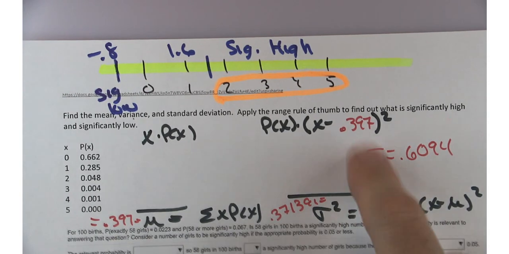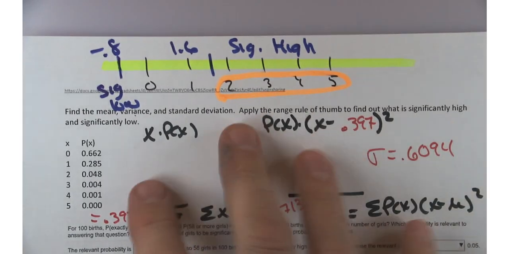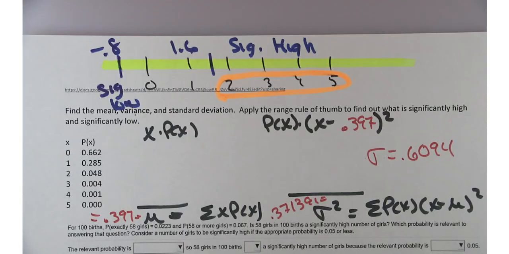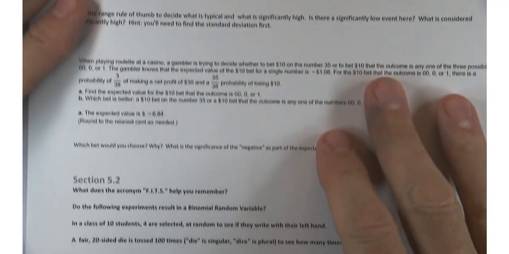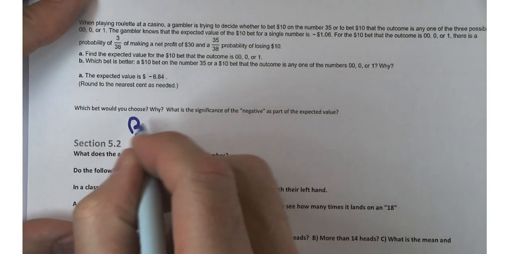Whew. Now, that's a lot of work in order to calculate the mean and standard deviation. There's a shortcut that you can use in the case of section 5.2. So this was really from section 5.1. Section 5.2 talks about binomial random variables.